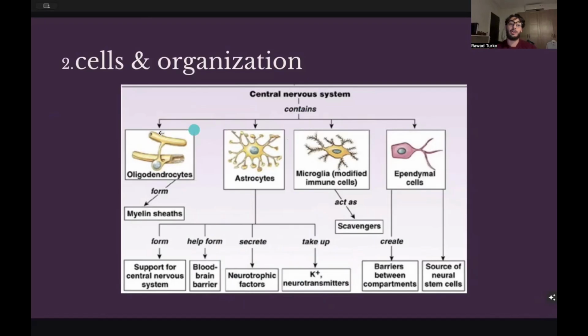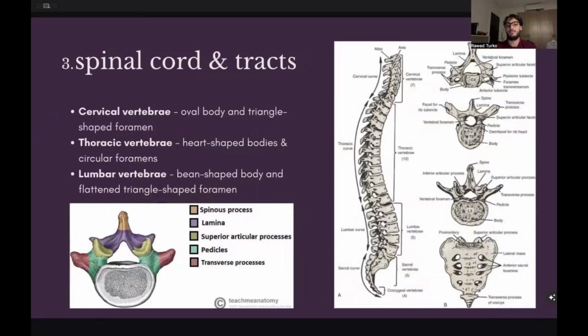And again, we said oligodendrocytes make up the myelin sheaths in the central nervous system, but do we know what forms myelin sheaths in the peripheral nervous system? I think we mentioned it before. That's your Schwann cells.